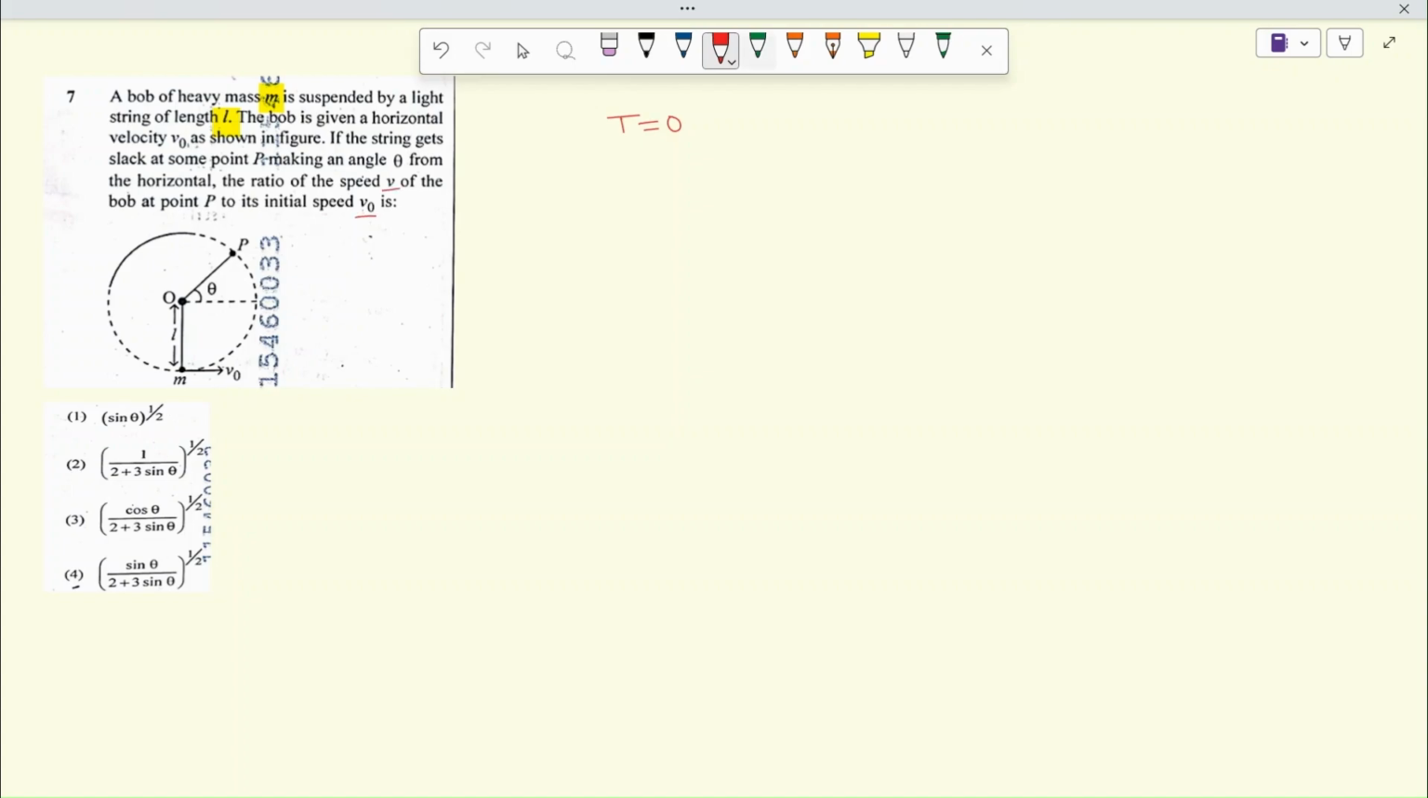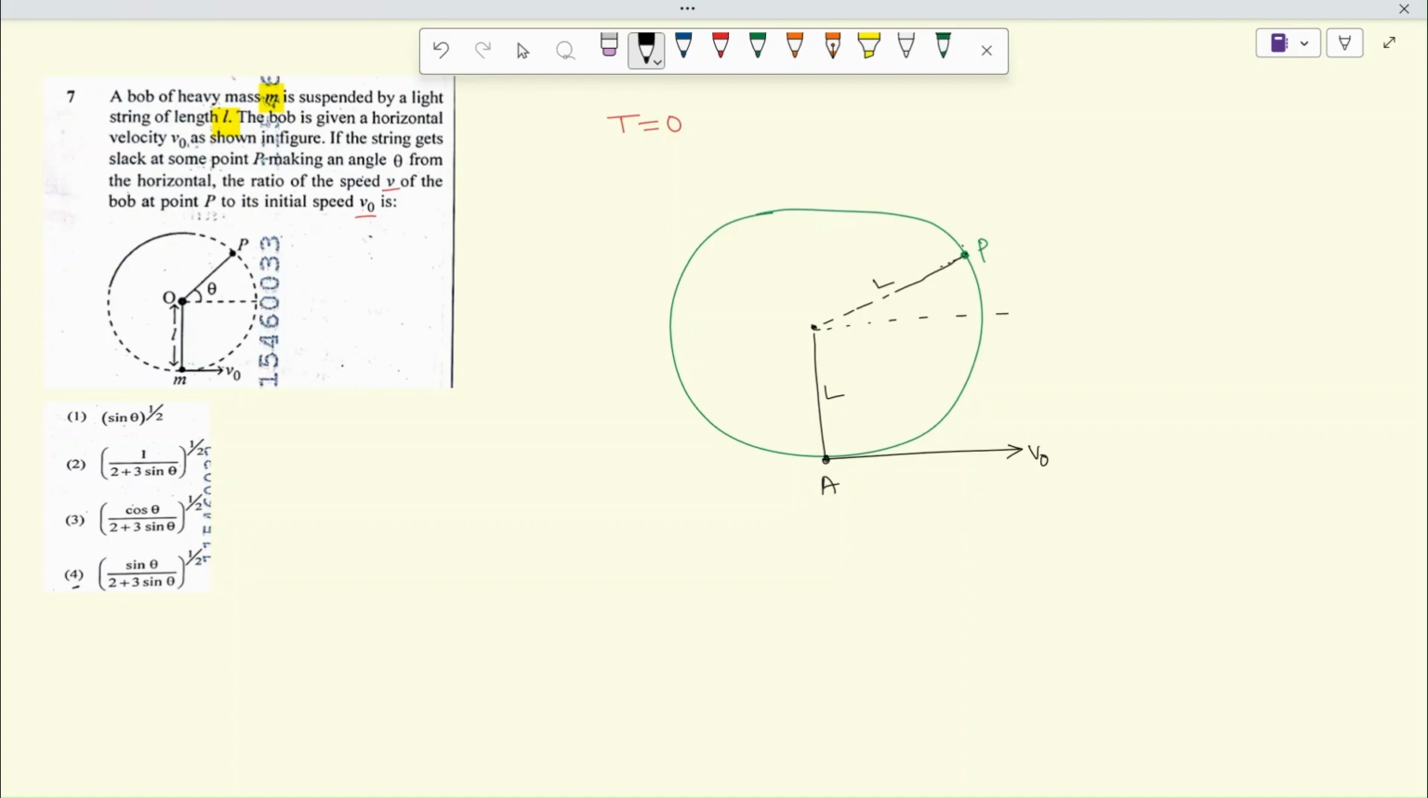Okay. So let's start with the diagram. Let's say this is the path. This is point P. Let us say this is the line joining the center, which is nothing but the radius, whose length is L according to the question. So this is L. Let us say this point is A at the bottom. Here velocity is given as V0. And here, this angle from the horizontal is given as theta.